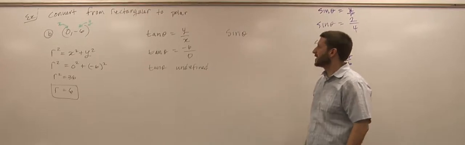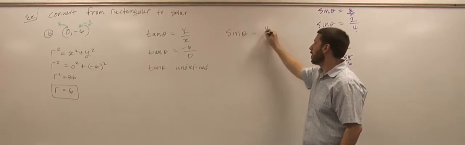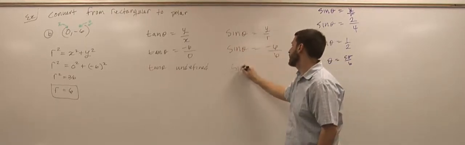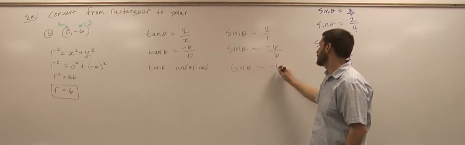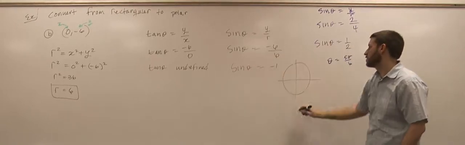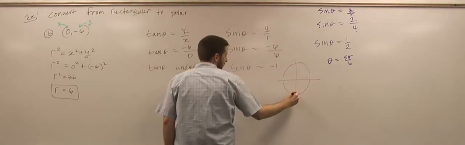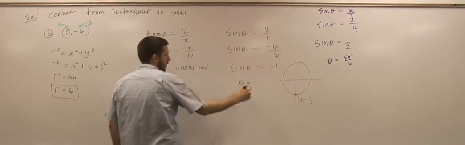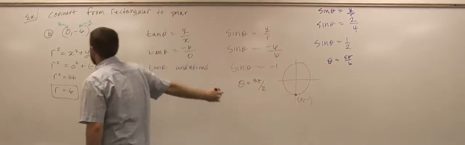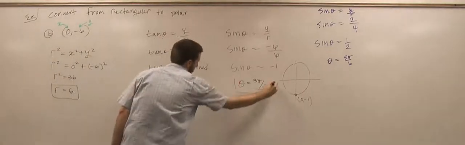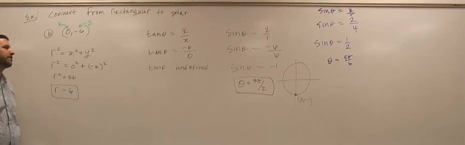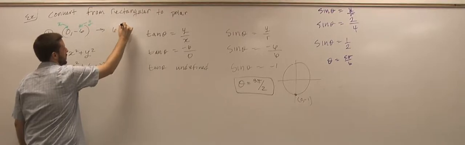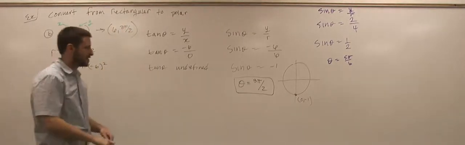What would sine theta be? Y over r. So sine theta equals negative 6 over 6. Sine theta equals negative 1. And then I turn to my unit circle. Hello, trusty unit circle. Where is sine negative 1, down at the bottom here? So what angle should this be? 3 pi over 2. Boom. That's amazing stuff. So in polar, this is your point.